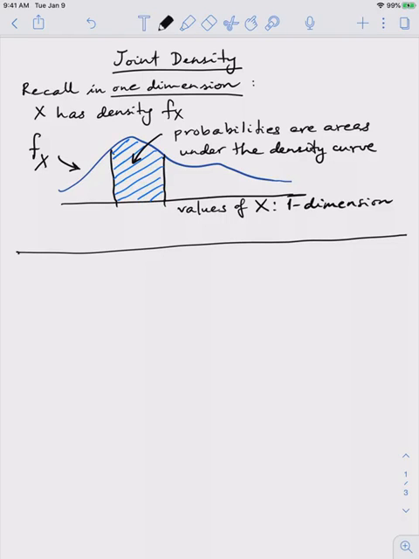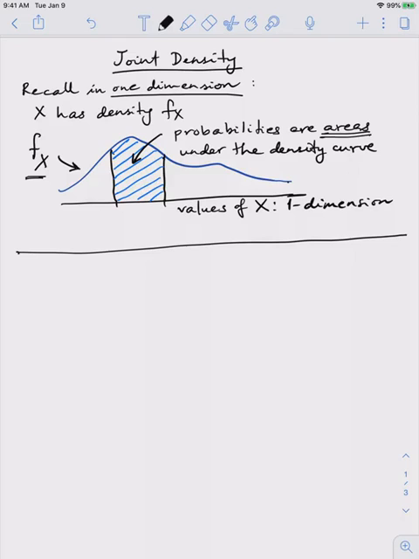But my screen has two dimensions, so it allows me to plot the density. You see this curve here. And I can also draw probabilities as areas under the density curve. This is familiar to us.